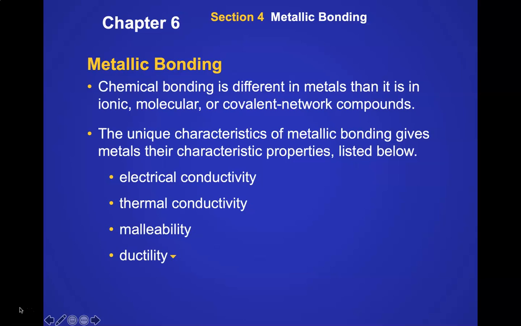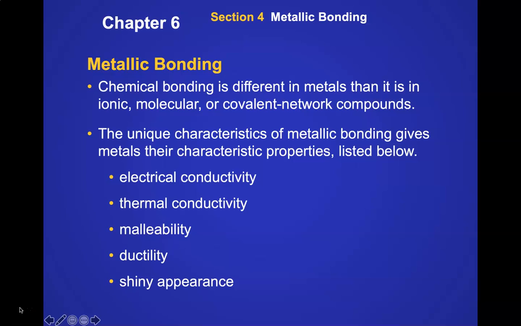So to get started, we just want to review the idea behind chemical bonding: things can combine themselves in one of several ways. One is going to be referred to as ionic bonding. We've got molecular bonding, and then we've got covalent network compounds. And the term covalent network is a really broad term that encompasses how metals tend to attach to other things.